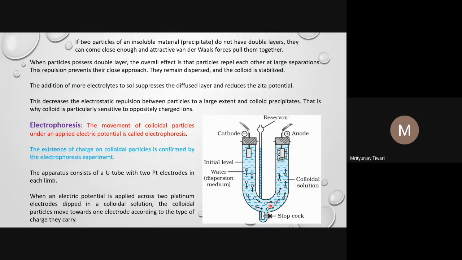So if the colloidal particle moves towards the anode, the positive electrode, it means it is negatively charged, and if the colloidal particle moves towards the cathode, the negative electrode, it means it is positively charged.